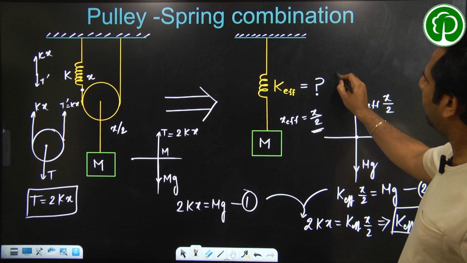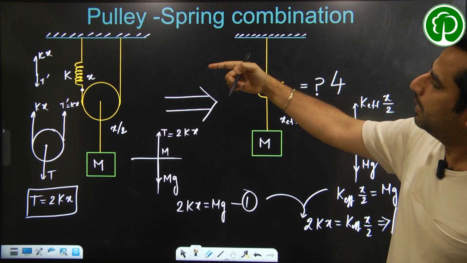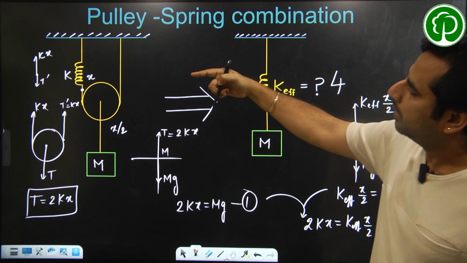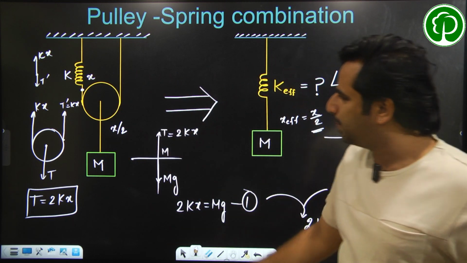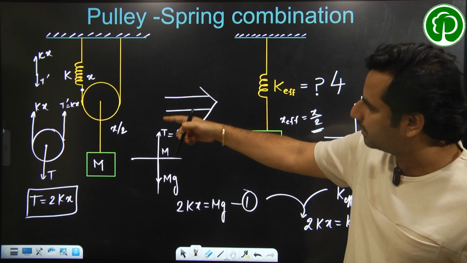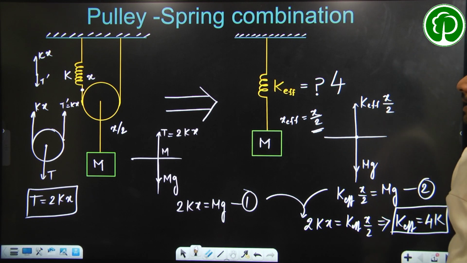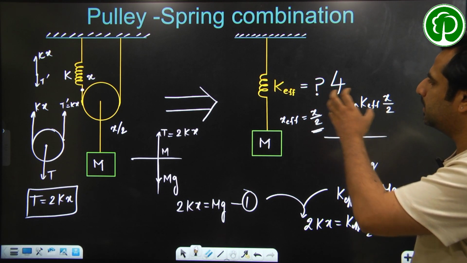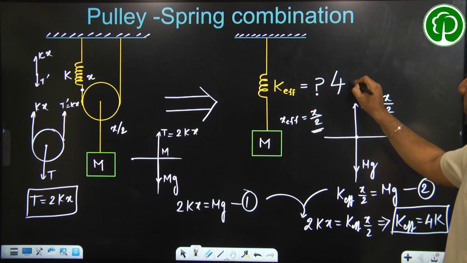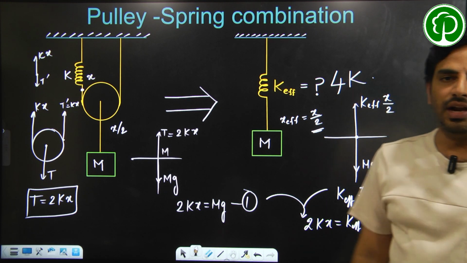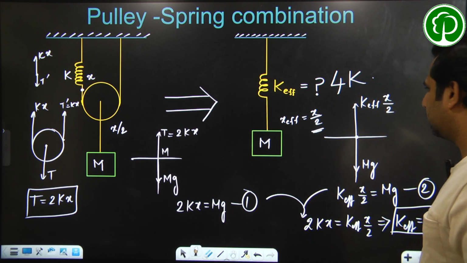So if a spring is connected to a string which is passing over the pulley, then that pulley plus spring can be replaced with a single spring whose spring constant is 4 times k. Let us see one example on this.